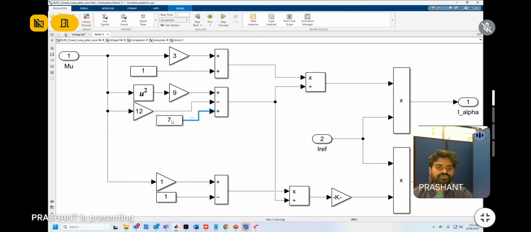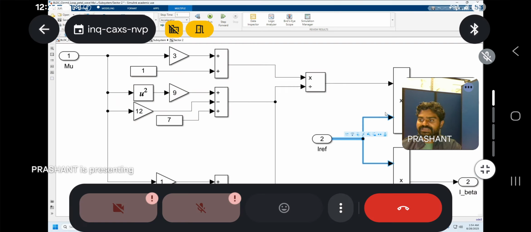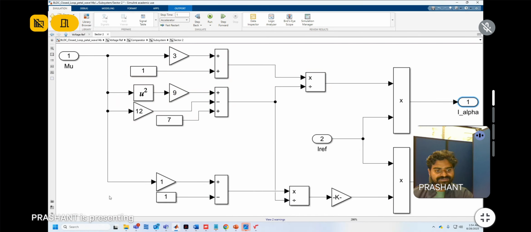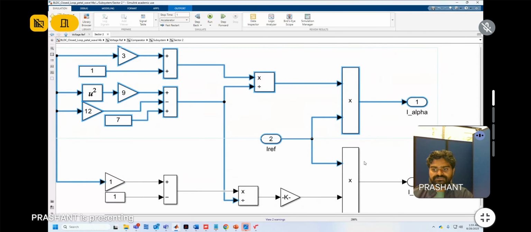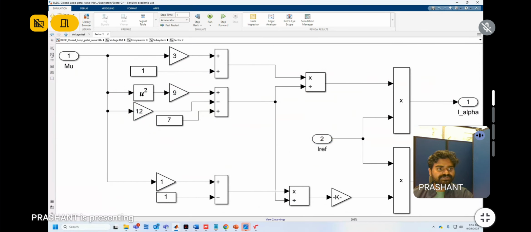Simply taking some constant block with 7. So this block output will give us 9 mu square minus 12 mu plus 7. This was for the denominator part, and this portion was for the numerator part. Now numerator upon denominator, we will multiply by I reference, which will give some I alpha, and this was all the above portion for I alpha.